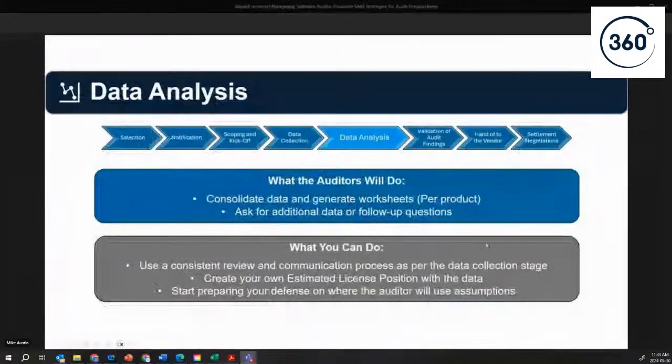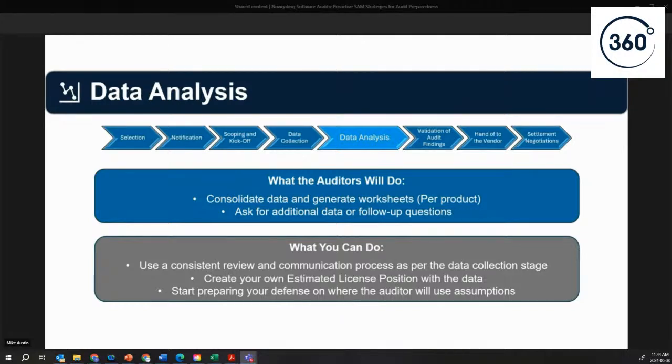And then from there, once they have all that data, and that process could take weeks, months, years sometimes, what will the auditors do? They're going to consolidate that and generate these worksheets. These worksheets are license positions. You'll see multiple tabs per product that talk about what's deployed, where it sits, what the license metric is, and how it is being licensed. And they'll also ask for additional data or follow-up, right?